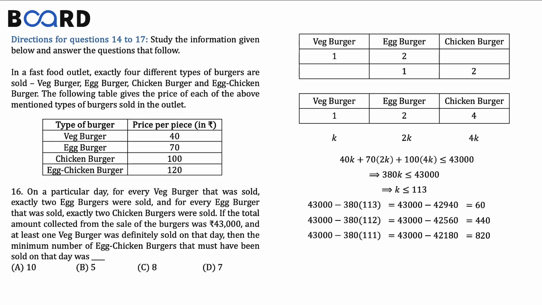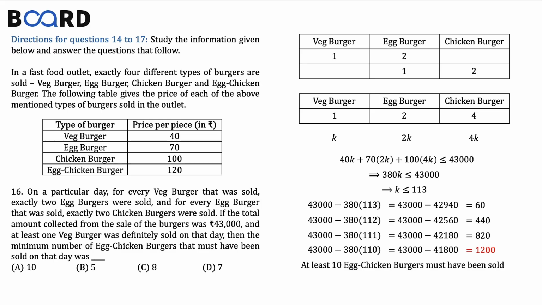So 60 plus 380, that's 440. 440 plus 380, that's 820. 820 plus 380, that's 1200. That's the first time we encounter a multiple of 120, right? Now, how many of the chicken burgers can you accommodate there in 1200 rupees? Obviously 10 of them. So 10 has to be the least number of egg chicken burgers that must have been sold on that particular day, which is option A.